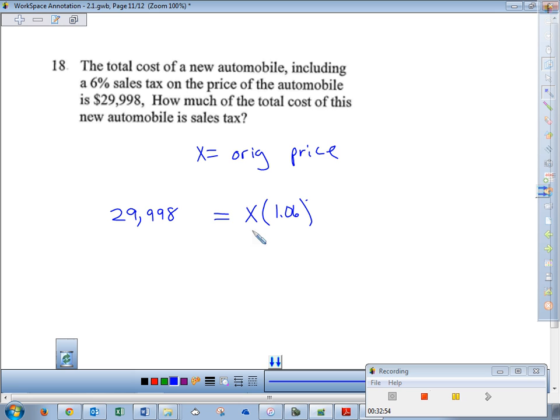So let me start over. You don't know the original price of the car, but you do know you're going to pay 6% tax. You're going to pay the price of the car plus 6% tax, so that's 100% of the price plus 6%, which is a total of 106%. Cool? That multiplied together equals the price of the car. How can we solve for X? Divide by 1.06. 28,300. But what does X stand for again? The price of the car. How much is the tax? You do a little subtracting right here.